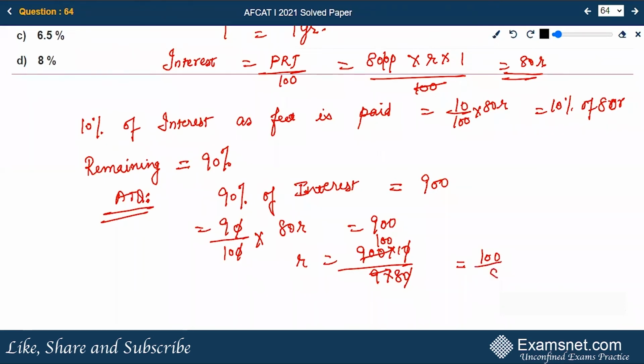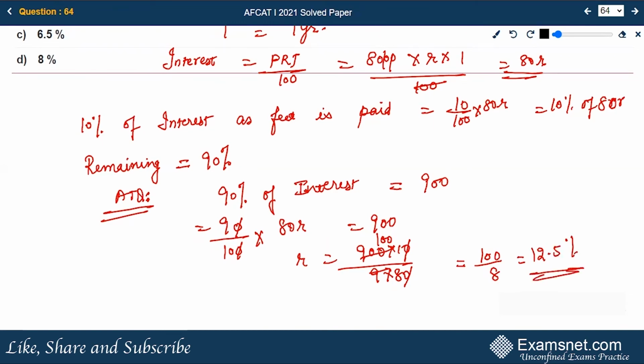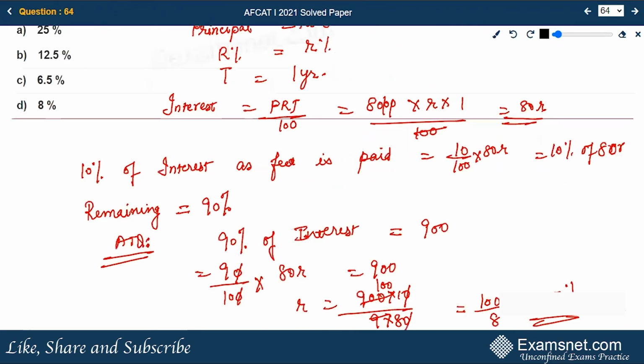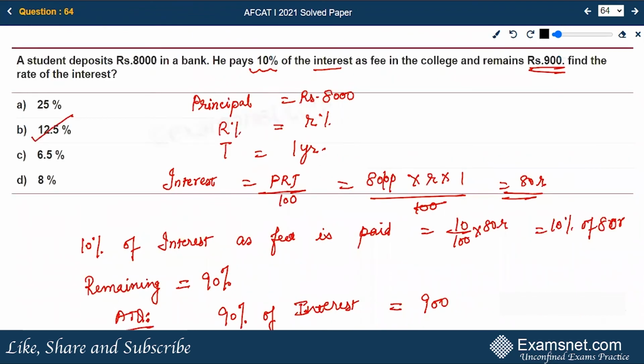Hundred upon 8, which makes it 12.5%. So the rate of interest comes out to be 12.5%. Answer to this question is option B, 12.5%.